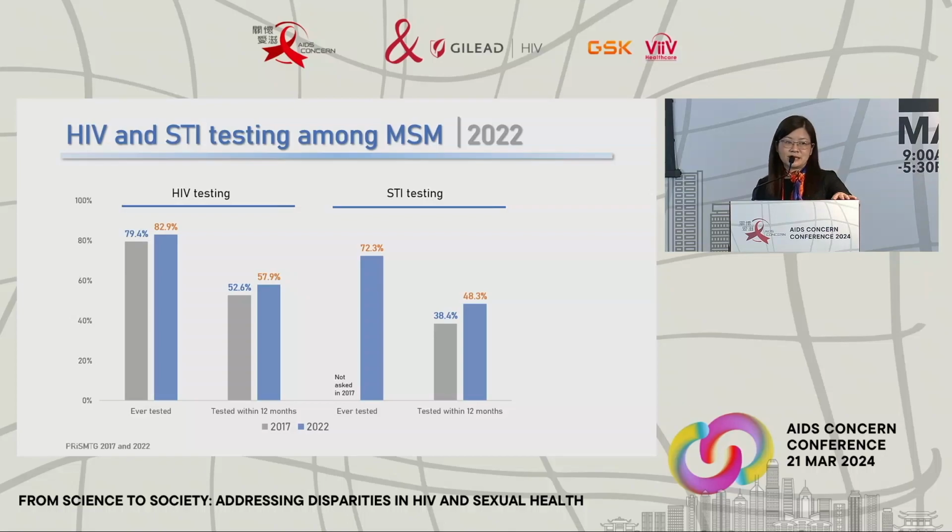How about the testing behavior? You can see that for HIV testing, there is slight improvement. Around 50% of them have tested for HIV within 12 months. For STI testing, there is very substantial improvement in testing within 12 months. And I would like to take this opportunity to especially thank all of the NGOs, because 40% of these HIV tests are conducted and offered by NGOs.